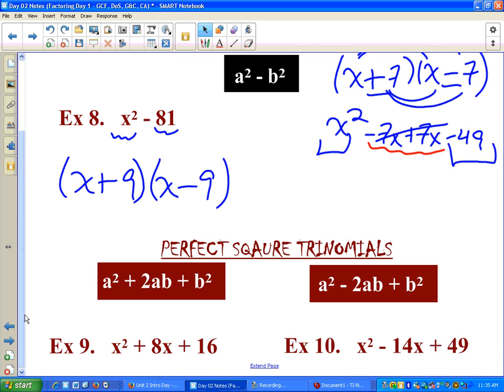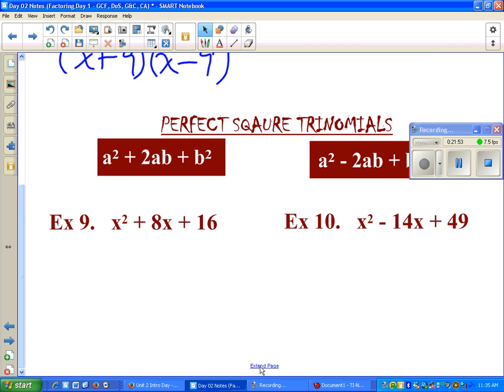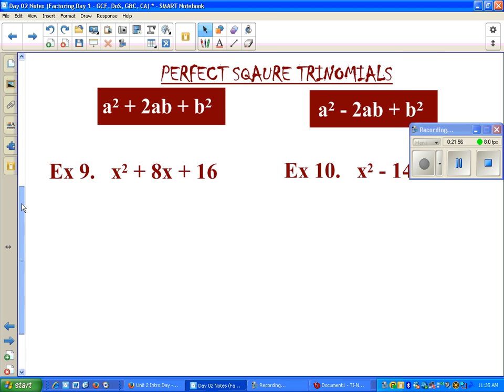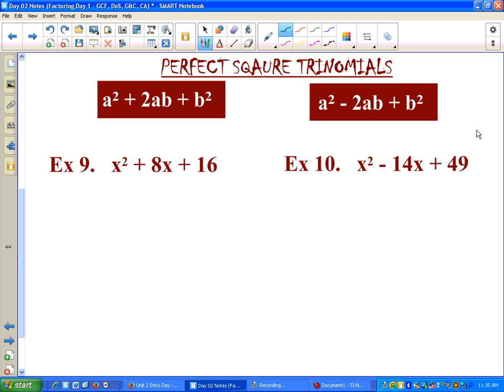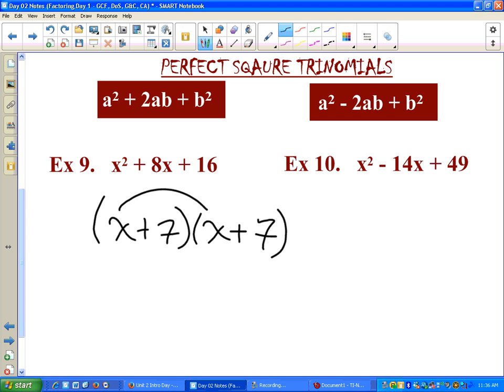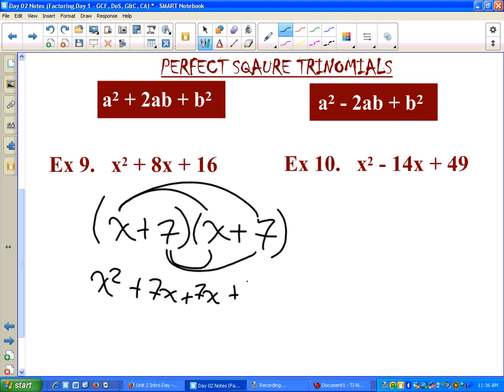But there's another type of special pattern that we can talk about, and this is called a perfect square trinomial. When I did my example up above, I did x plus 7 times x minus 7. What if I was multiplying and I had x plus 7 times x plus 7? They're identical. There's nothing different whatsoever. Well, when I FOIL, my first is a perfect square. My outer and inner are identical. My last is a perfect square.